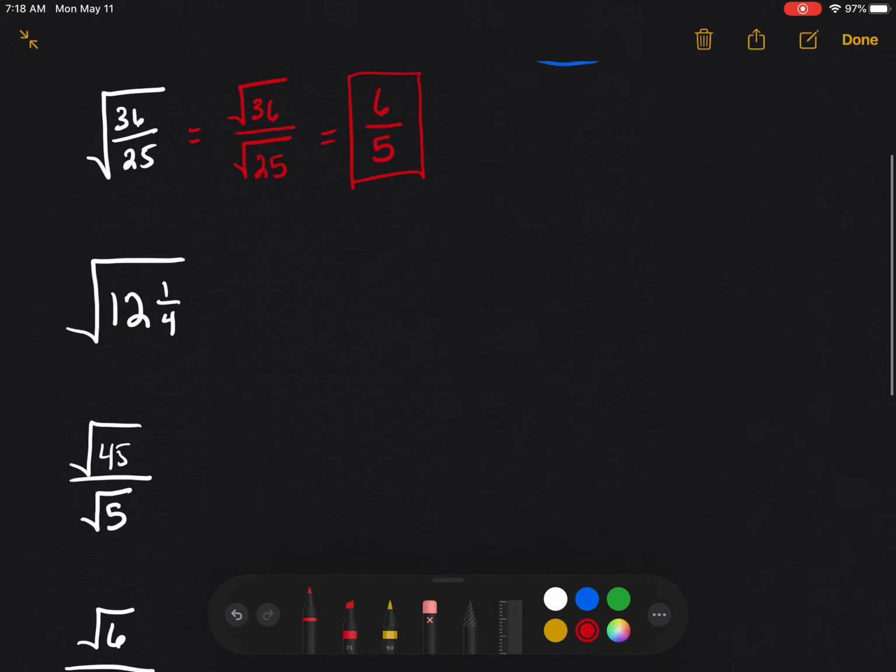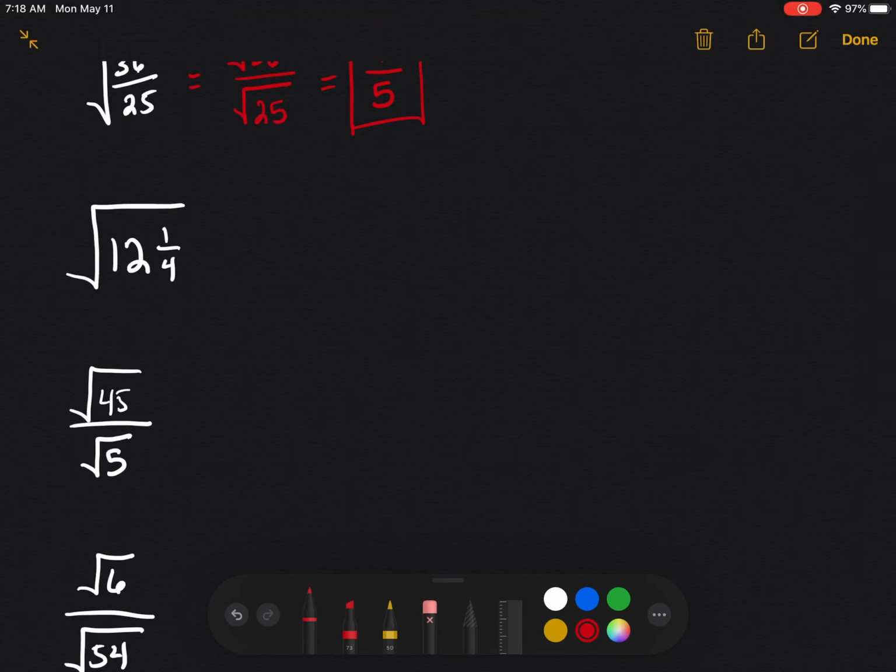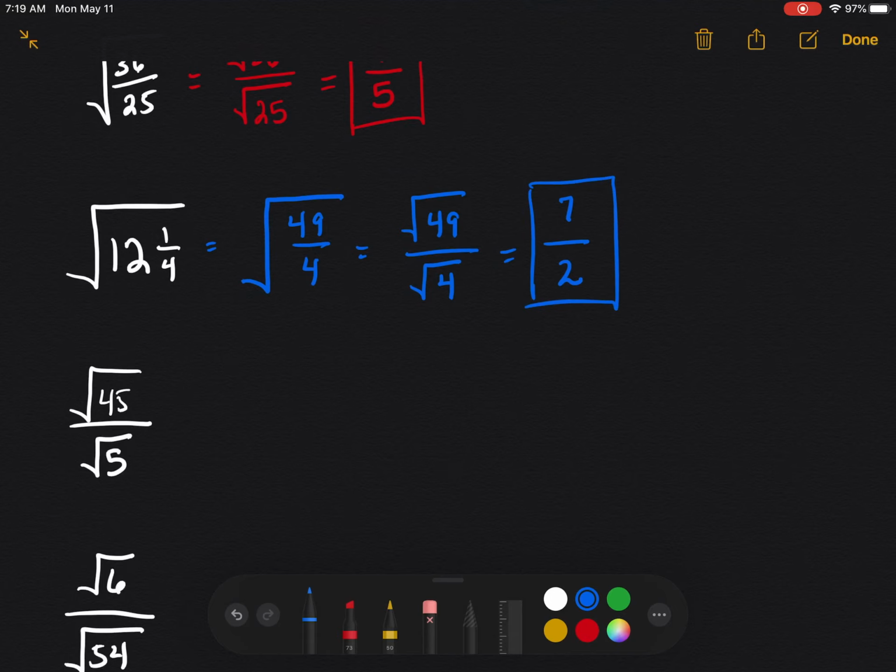Now, when we have a mixed number underneath the radical sign, we need to put it into improper fraction form. 12 times 4 is 48, plus 1 is 49 over 4, and you should immediately recognize, I've got two perfect squares there, so I can take the square root of 49 over the square root of 4. The square root of 49 is 7, the square root of 4 is 2, and I am done. You can leave it as an improper fraction.